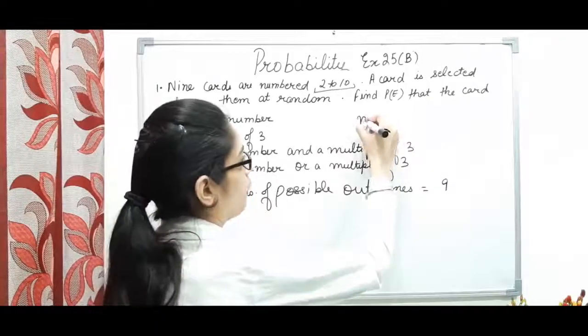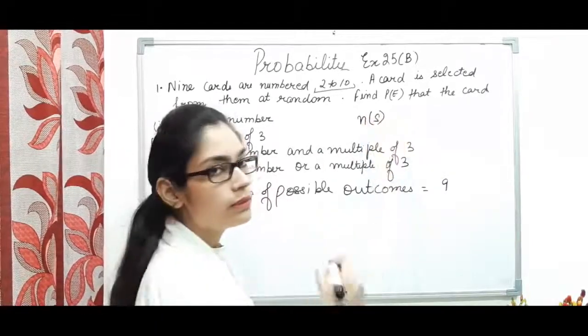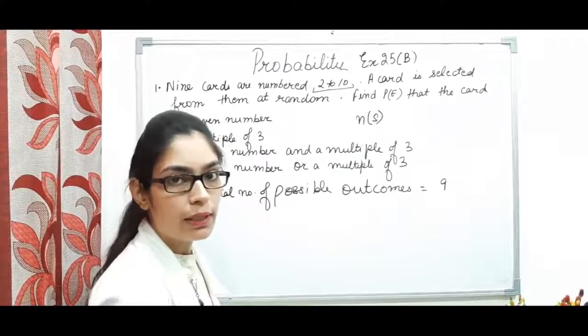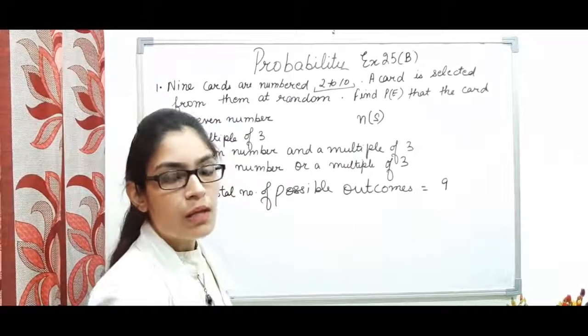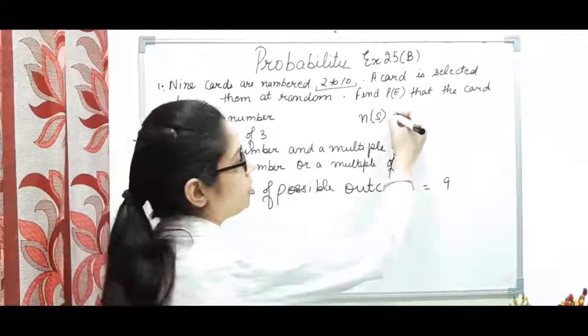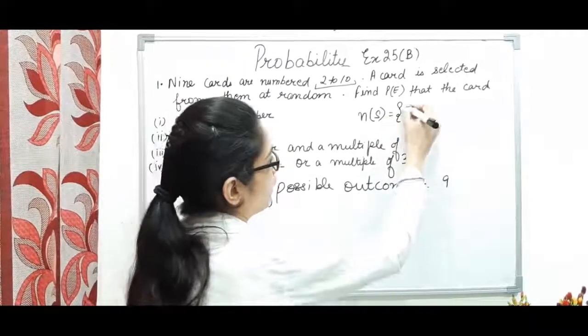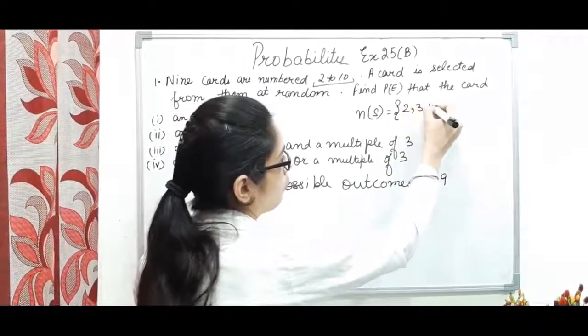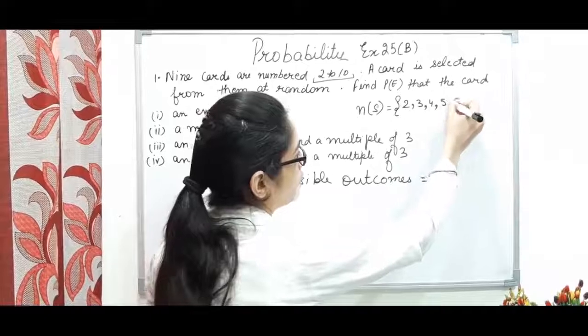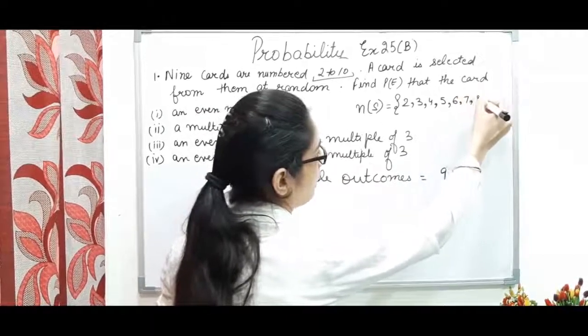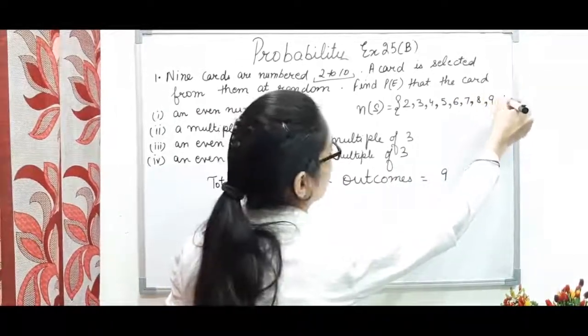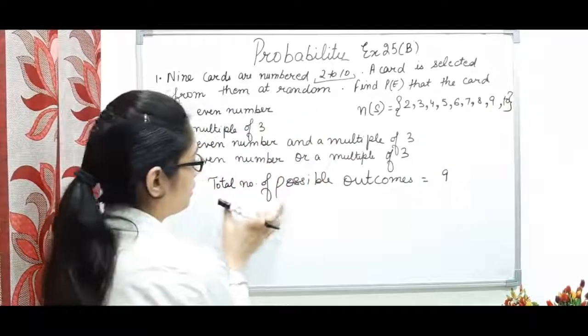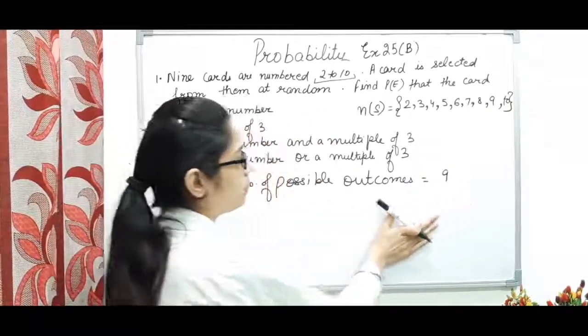If you want to write the sample space, it is the arrangement of all the elementary events or all the possible outcomes. So we will write 2, 3, 4, 5, 6, 7, 8, 9, 10. So this is the sample space, this is the total number of possible outcomes.